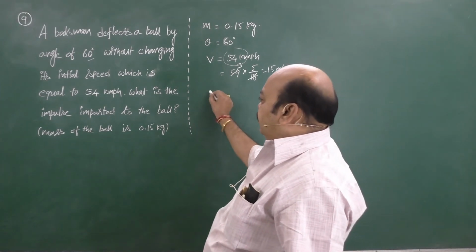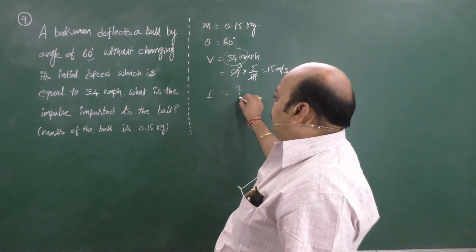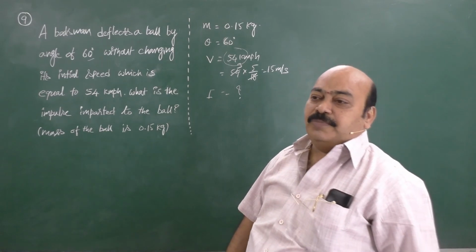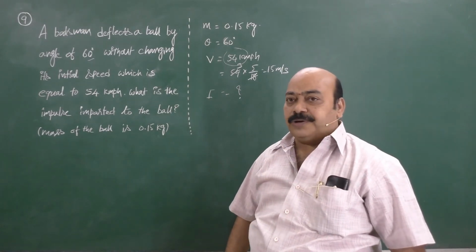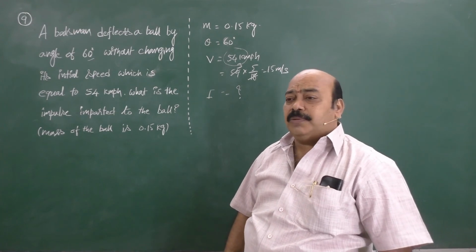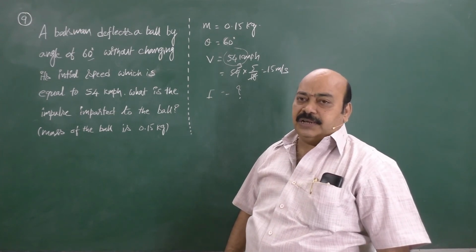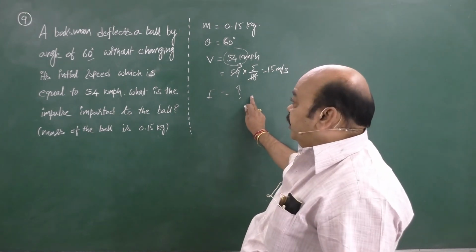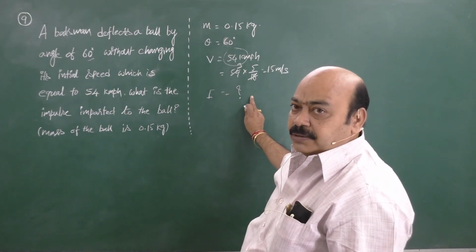Now you have to calculate what is the impulse. Impulse is equal to question mark. What do you mean by impulse? From theory knowledge you have, impulse is nothing but the change in momentum. The change in momentum is called impulse. So we have to find out what is the change in momentum.